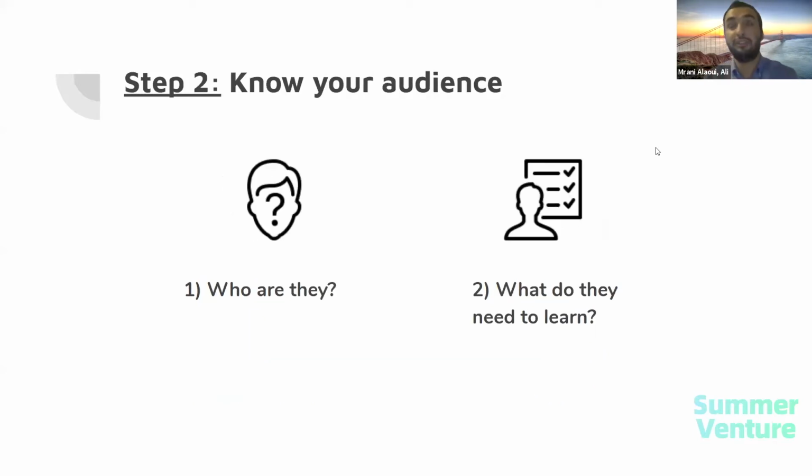Step 2 to building an effective presentation is knowing your audience. For this, 2 main questions to ask. Who is your audience, and what do they need to learn? Notice here that I said need to learn and not want to learn. An important trait here is that you don't want to tell people in presentations everything that they know already. You want to bring new content to them.